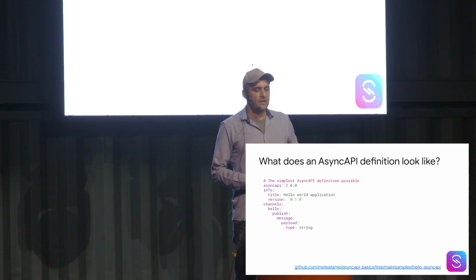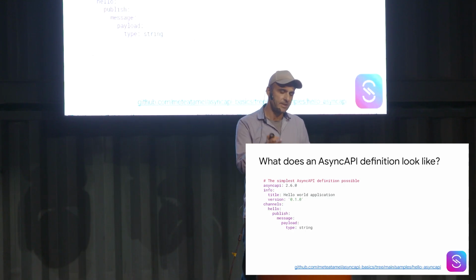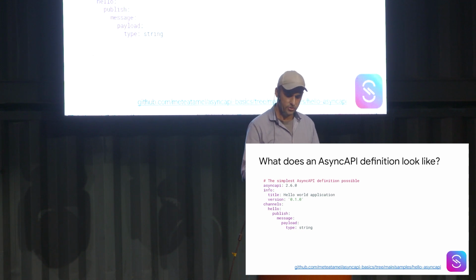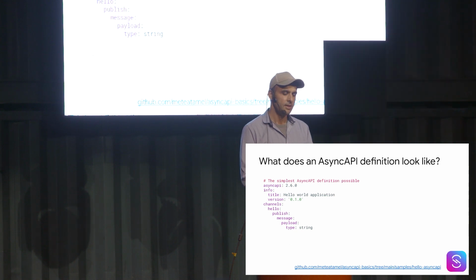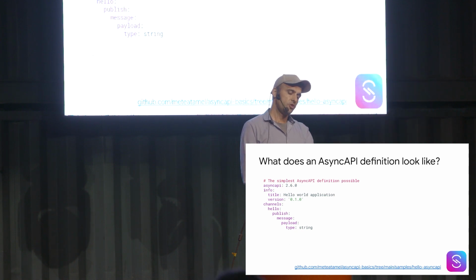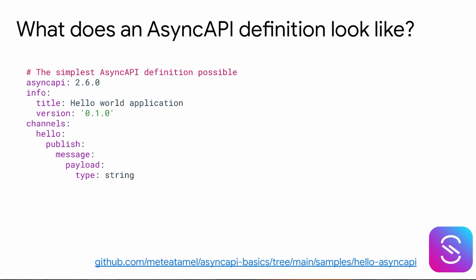So how does an AsyncAPI definition look like? This is the simplest AsyncAPI definition that's possible. So first, you define what version of the AsyncAPI we are talking about. 2.6 is the latest one. 3.0 is coming soon. You define your application. So here we are saying that our application is hello world, and this is the version of the application. You need to define, well, if you don't define a server, it assumes that it's only one server, but you need to define at least one channel.